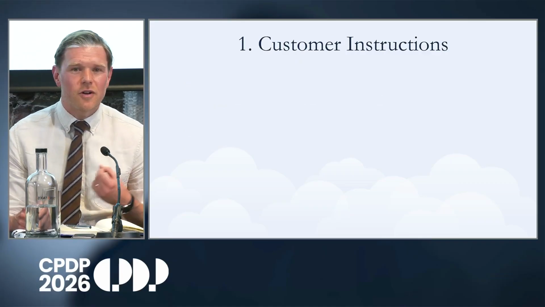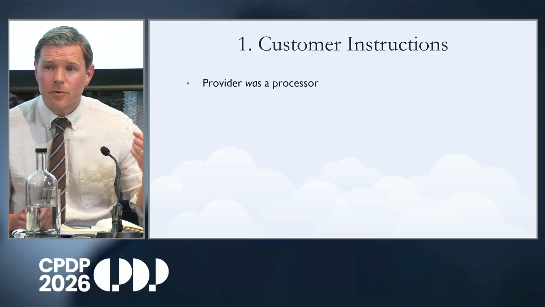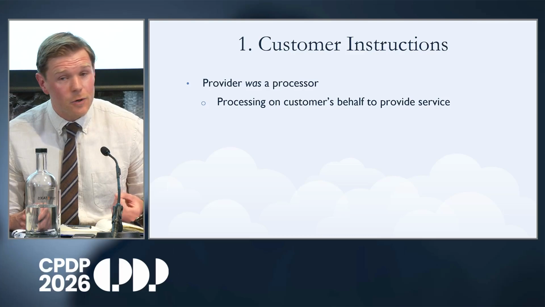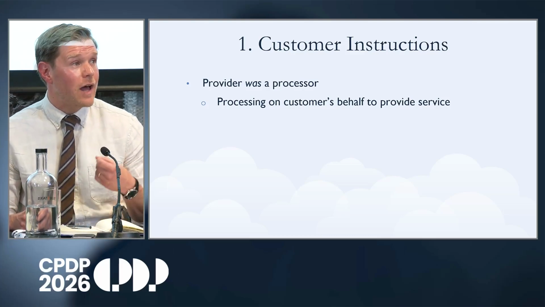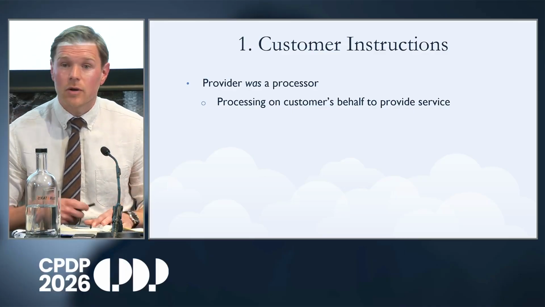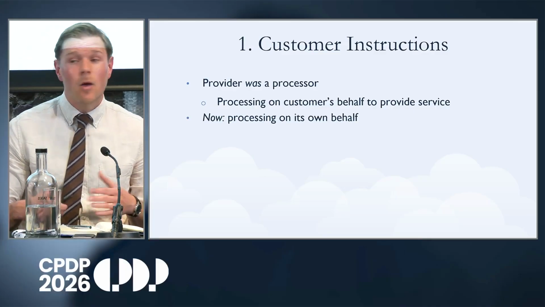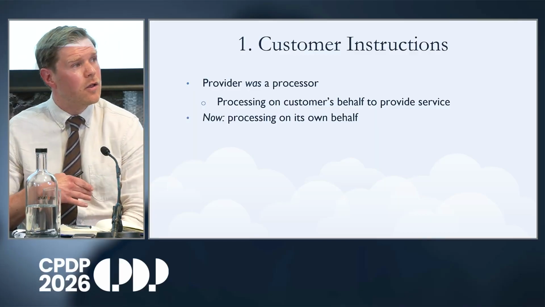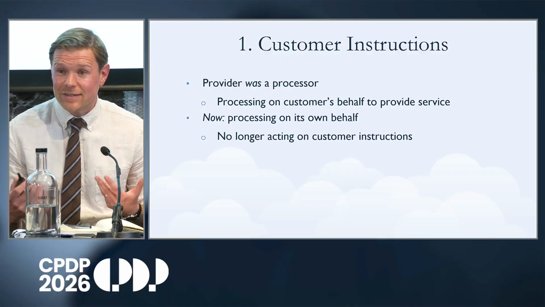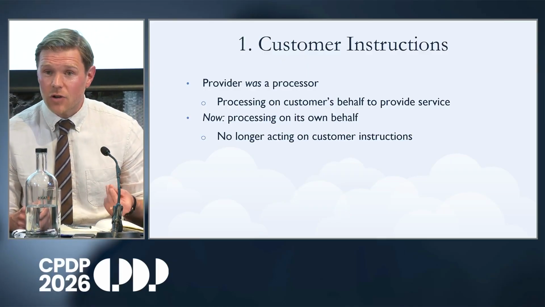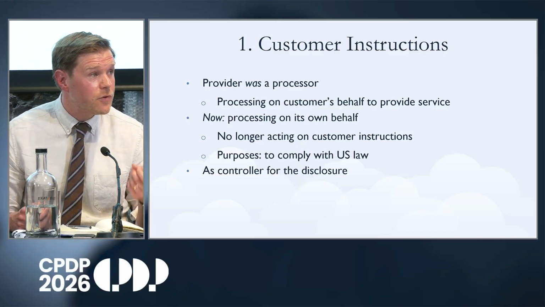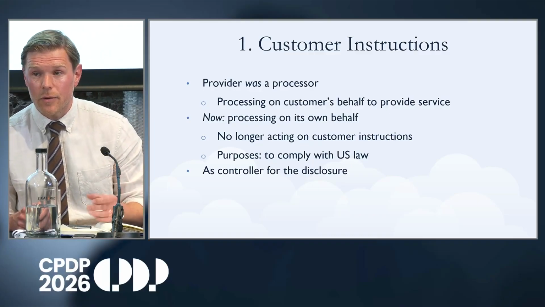So let's start with this issue of customer instructions. And the problem here is that the provider was initially acting as a processor for customer data, right? They were processing this data on the customer's behalf, at the customer's instructions, and in order to provide the service. So the customer is the controller, the provider is the processor. But when it receives this US production order, the provider now starts processing that same data on its own behalf for a purpose that it set itself, right? It's no longer acting on customer instructions, it's acting for the purpose of complying with US law. And so for the purpose of the disclosure, the provider is acting as a controller.